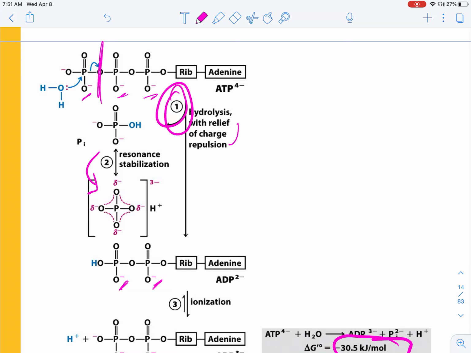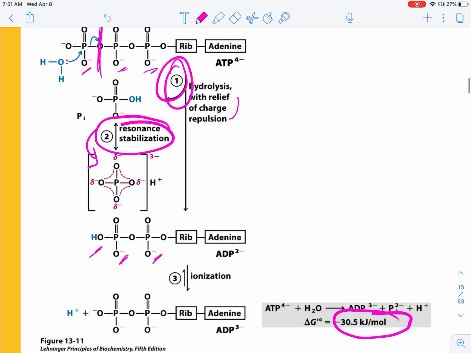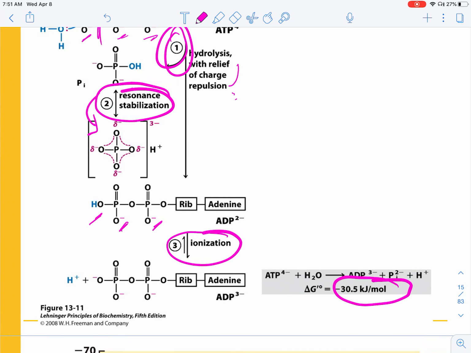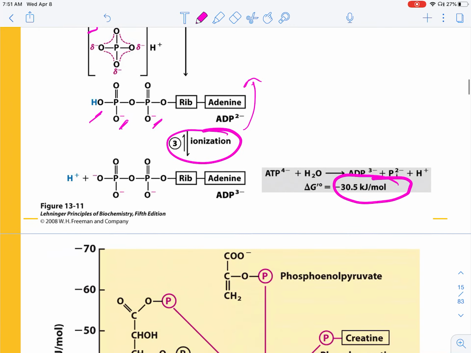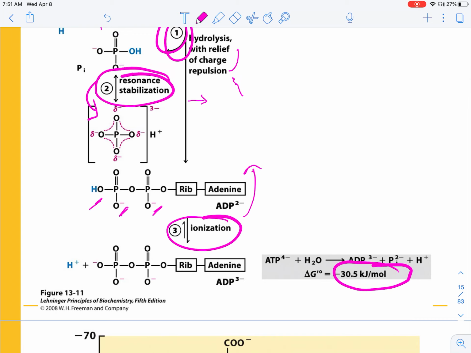And so you have resonance stabilization of this phosphate. That's going to release a little bit of energy. And then the ADP that's released gets ionized, and that's going to have a stability effect as well. And so you have energy that comes out not only from the hydrolysis, but also from the resonance stabilization and ionization of the resultant products that are going to add a little more bang for the buck. So it isn't just that you have those three charges close together, but also these other things that all contribute to the amount of energy that you get from the hydrolysis of ATP.